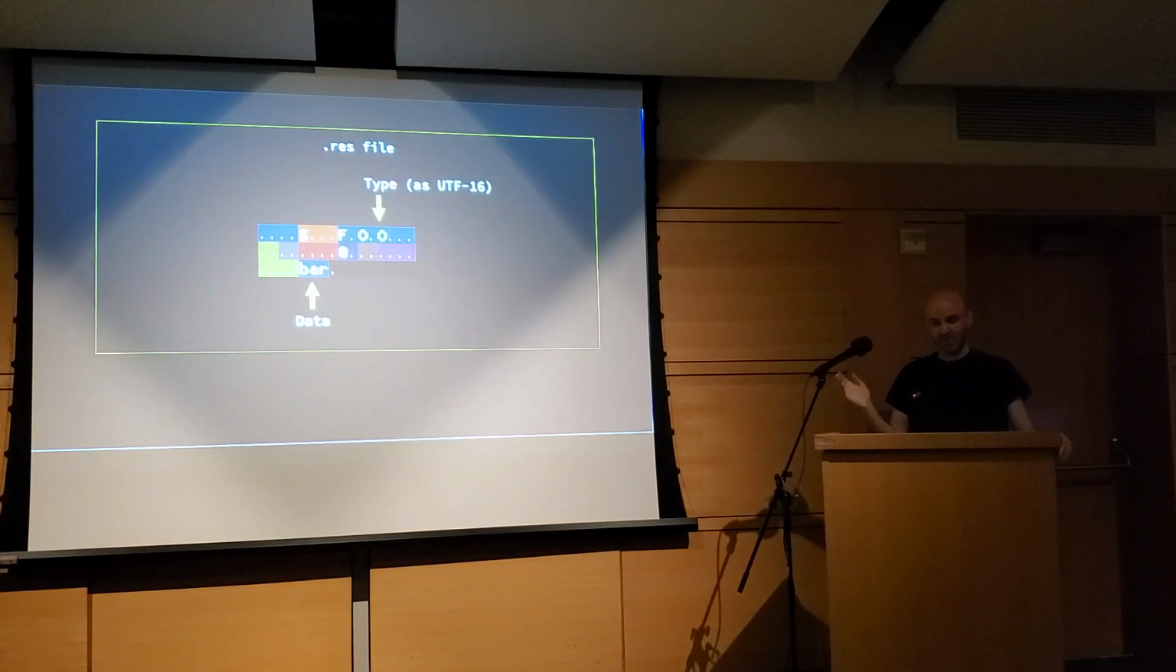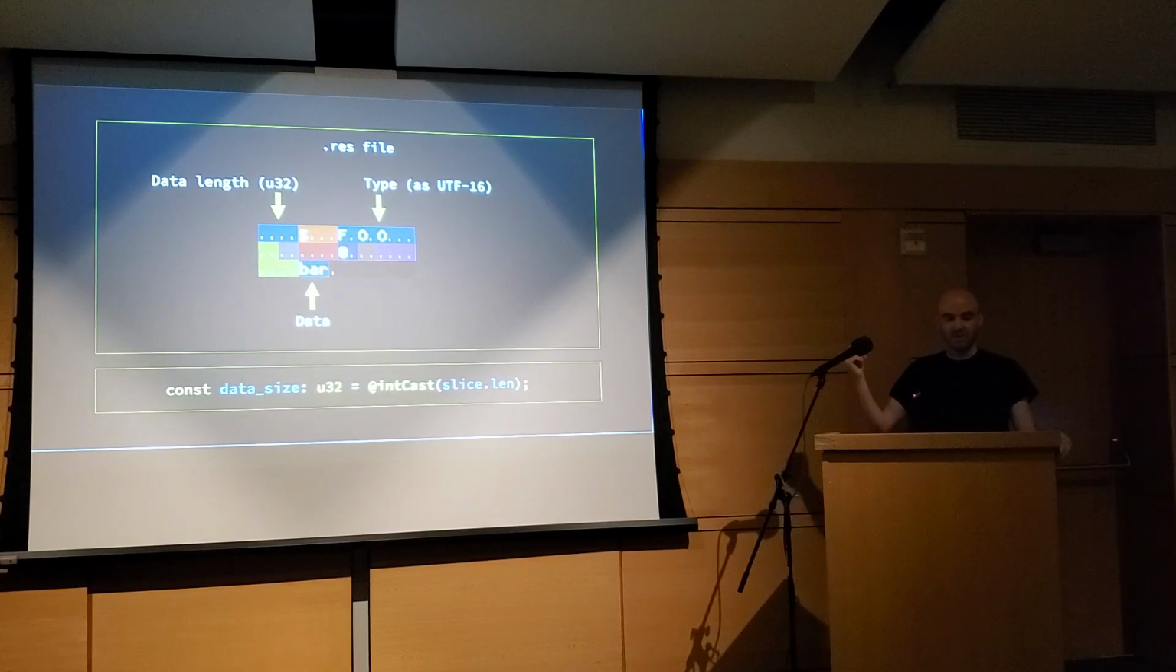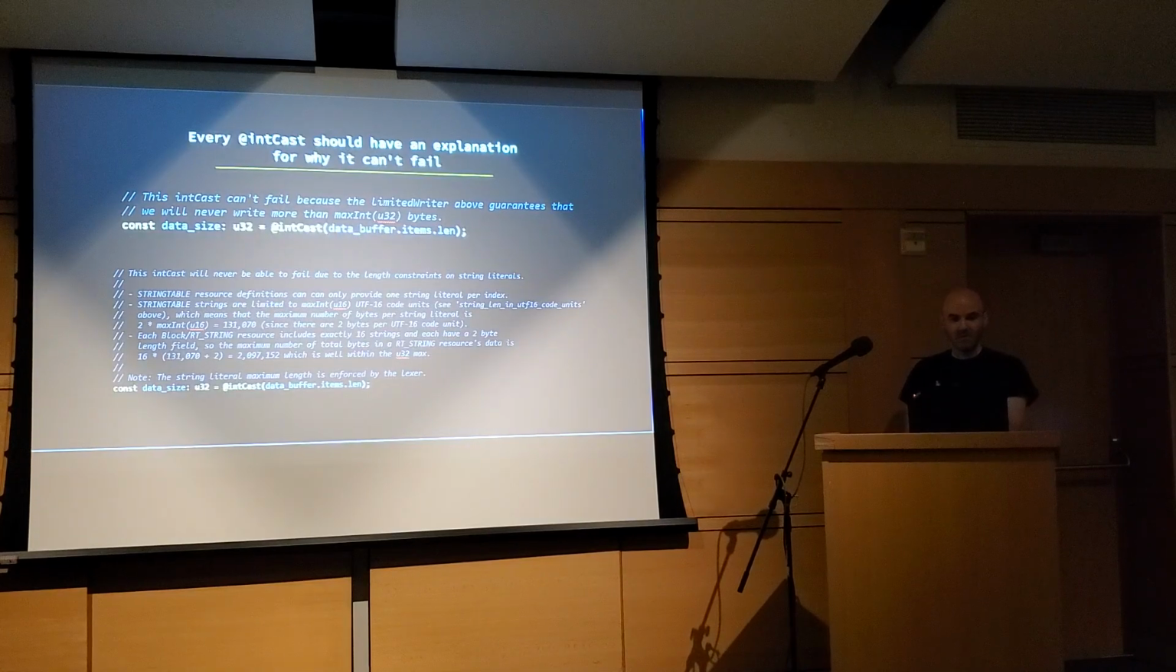For something specifically Zig related, in res files, there's a lot of lengths and stuff like that that are encoded as U32 or U16. So in the code, it's pretty common to have to intCast a slice length to U32, which can panic. So I kind of made it a policy that for every intCast, I just went through them all and either explained why they can't fail or made it so that they can't fail, and then included an explanation.